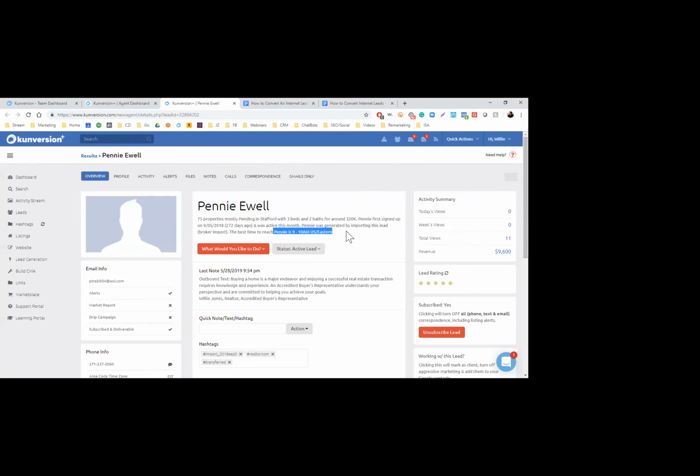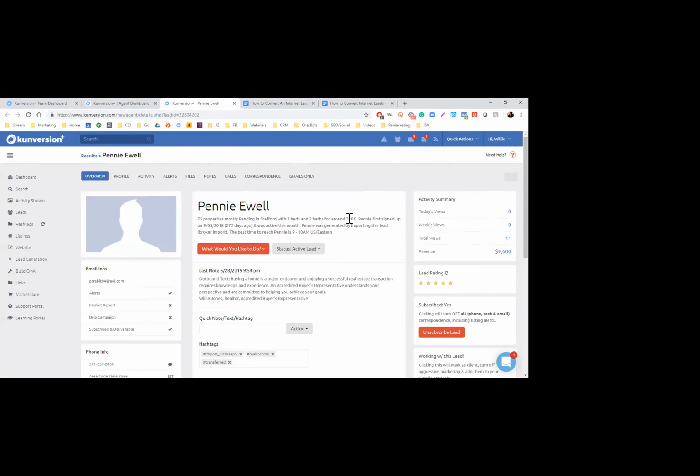So now that we have her in front of us, a couple things I wanted to point out. One, mostly pending, which is interesting. The other thing is price point. We know she's interested in Stafford. She's looked at 75 properties. That's fantastic behavior. And then 320 for a price point. What that should tell Willie is he has a buyer who actually knows what they're looking for.